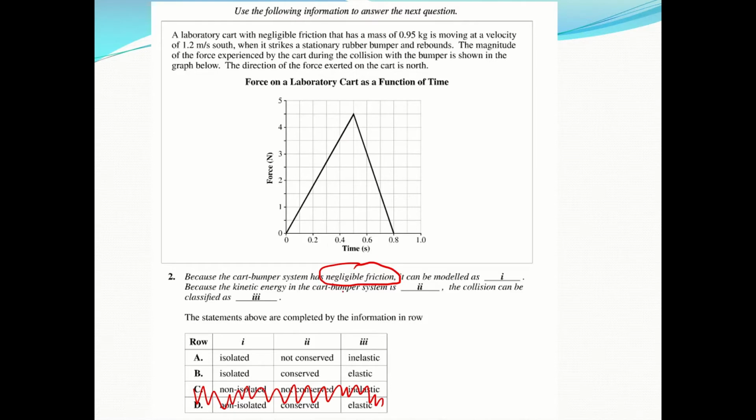Because the kinetic energy in the cart bumper system is blank, the collision can be identified as blank. It says that it's a rubber bumper in the question, and we know rubber will squish. Anything that squishes shows that there's evidence of inelasticity. So if there's inelasticity, kinetic energy will not be conserved, and it will be an inelastic system.